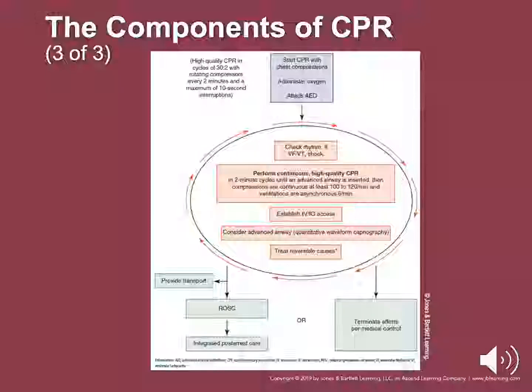I know in the state of North Carolina, you have the right to terminate after 3 rounds of medications with an advanced airway in place that is confirmed. But that's also going to be per your local medical direction. So you need to understand those policies and procedures too.